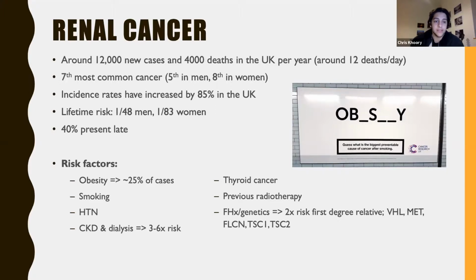So risk factors for renal cancer, the biggest risk factor by a long way is obesity, which accounts for around 25% of cases. And you might remember recently in the news, there was a bit of backlash about that ad, which tried to get across that obesity is a big cause of cancer. And it definitely is the biggest risk factor of renal cancer. And then other risk factors include smoking, hypertension, CKD, dialysis, thyroid cancer, radiotherapy, and there's a familial link as well.